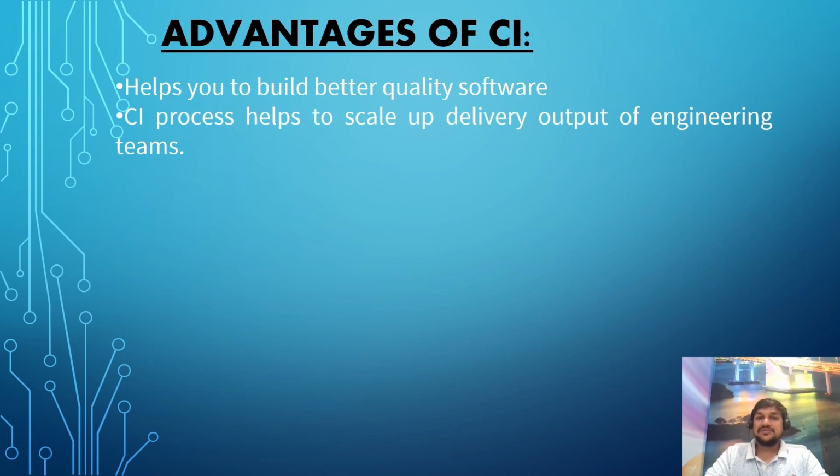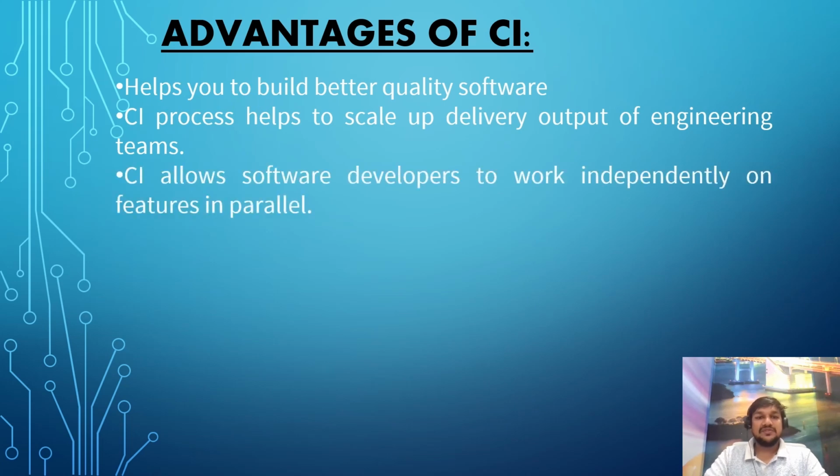The CI process helps to scale up the delivery output of engineering teams. When you are doing small changes, you get to know where the failure is, whether your code is built properly or not. You'll get to know in the early stages of your development itself. So that's where the output of your code is very good.